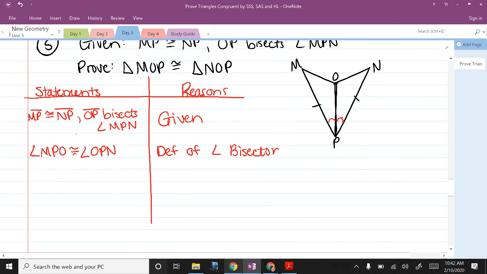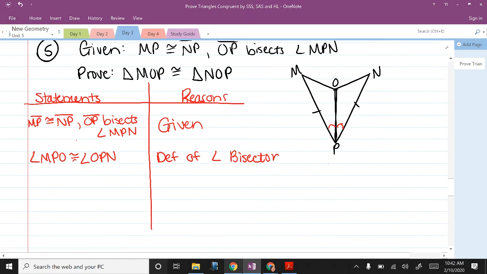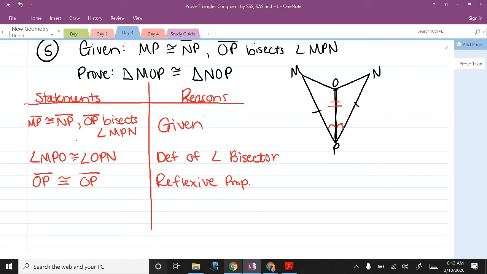They share that side in the middle, don't they? So they share that. So segment OP is congruent to segment OP because of what? Reflexive property. Now, do I have enough to say those triangles are congruent to each other? Yes, because of reason. What reason? Side, angle, side. The angle in between two congruent sides. Good. So triangle MOP is congruent to triangle NOP because of side, angle, side.